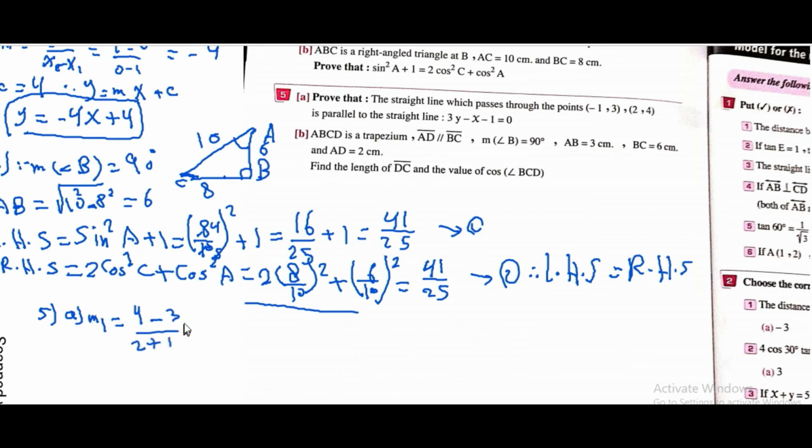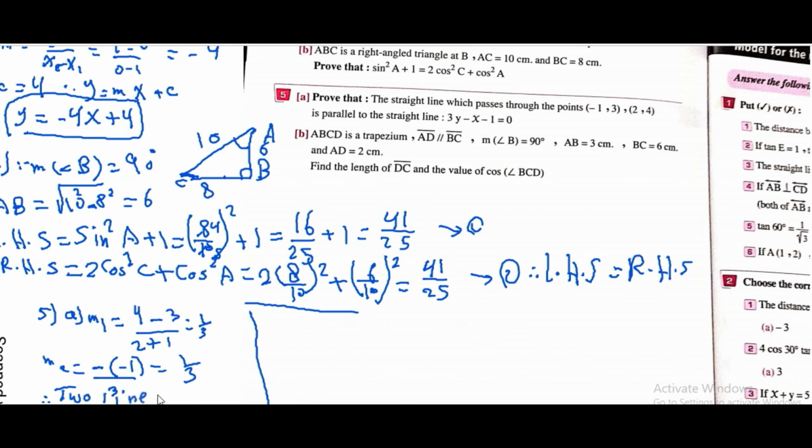m2: if we have an equation like this, the slope is negative coefficient of x over coefficient of y. Negative coefficient of x, negative 1, over coefficient of y, 3. It will be 1 over 3. Since m1 equals m2, therefore the two lines are parallel.